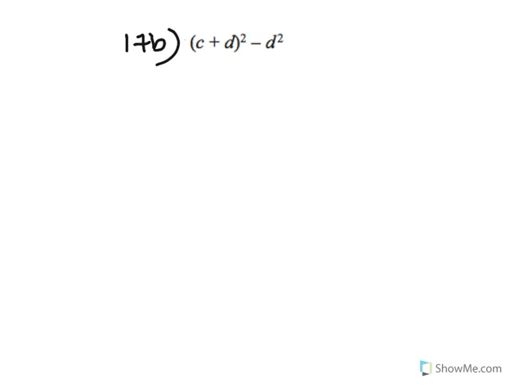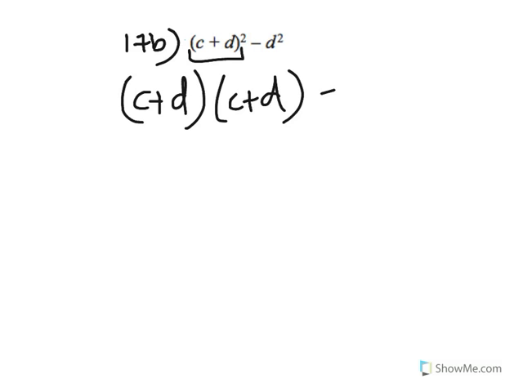Okay, so 17b, you're being asked to factorize completely c plus d, the whole squared, minus d squared. First of all, you need to expand this. Now, c plus d the whole squared is not c squared plus d squared. It's actually c plus d times c plus d, minus d squared.